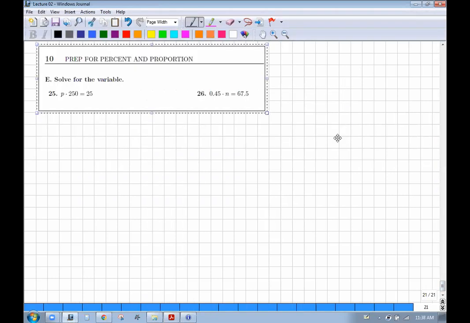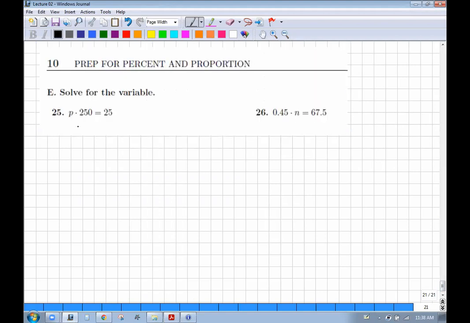All right, number 25 here. I'm going to do this with quick notation here. So they're multiplying the p times 250. So I'm going to divide both sides by 250. So P is 25 out of 250. 250 is 25 times 10, right? So I get 1/10.